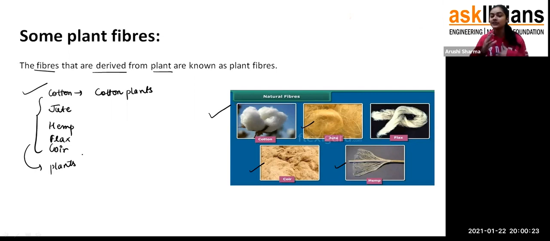See students, it's not that every fiber or every fabric is used to prepare clothes. Have you seen the carry bags, we have jute bags, right? If we stitch a sweater or suit from that particular stuff, will you be able to wear it? Exactly, no. So students, every fiber is not used for making clothes. Depending upon the texture of the fiber, we use them.